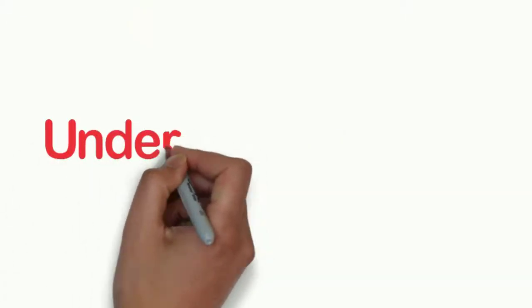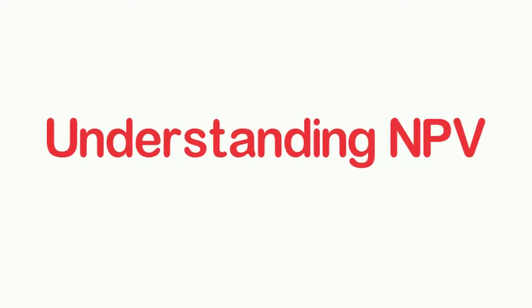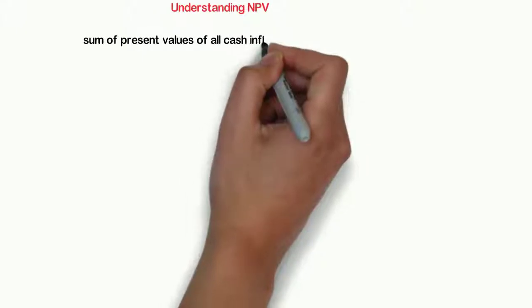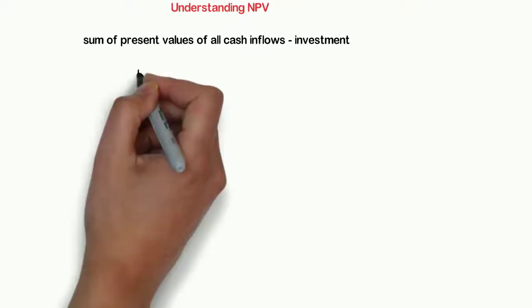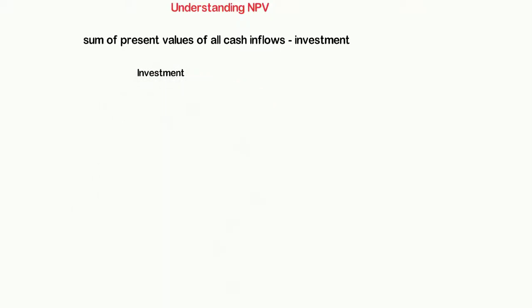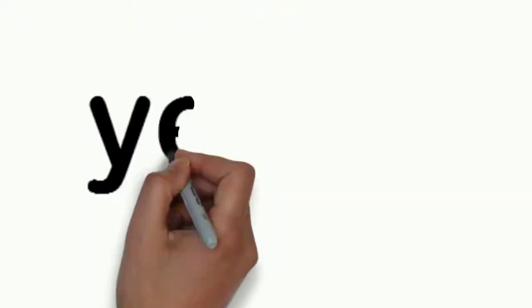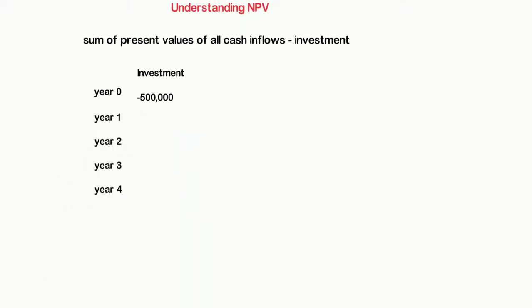Now let us see what is the NPV. NPV means the net present value of an investment opportunity. That is the present value of all the cash inflows less the investment. Here is the formula of NPV. Suppose you have an opportunity that requires an investment or an outflow of $500,000 today, and promises annual cash flows for the next 4 years.